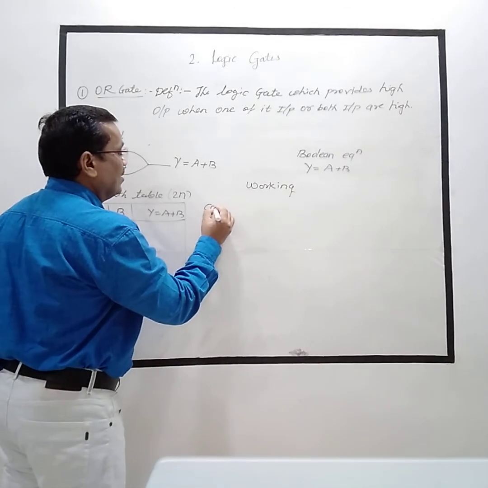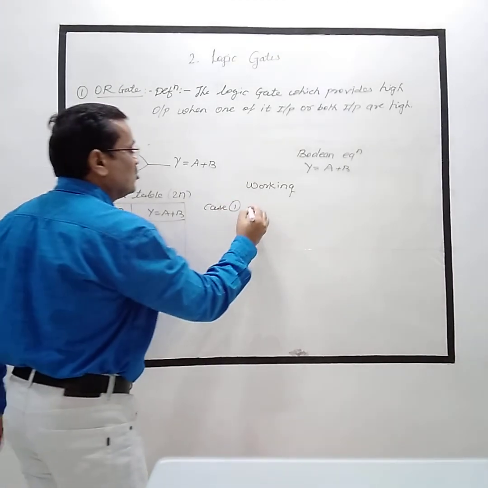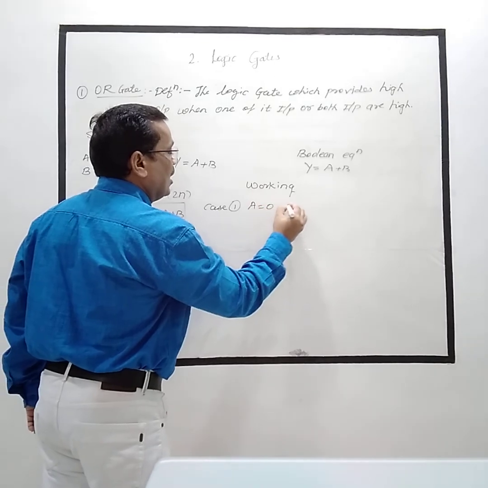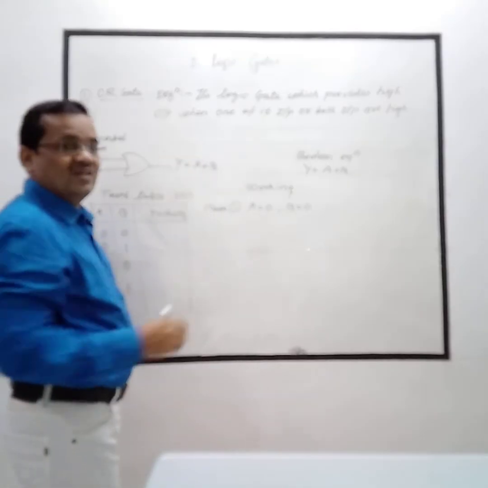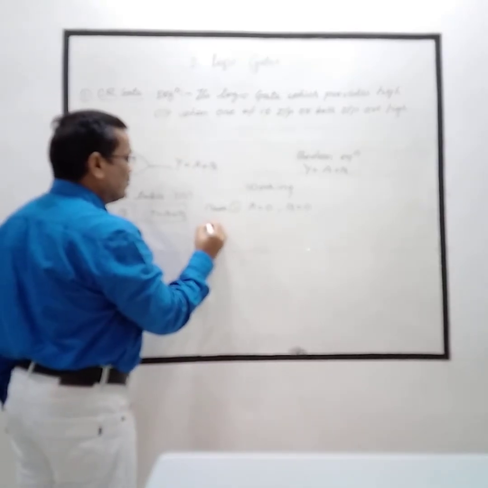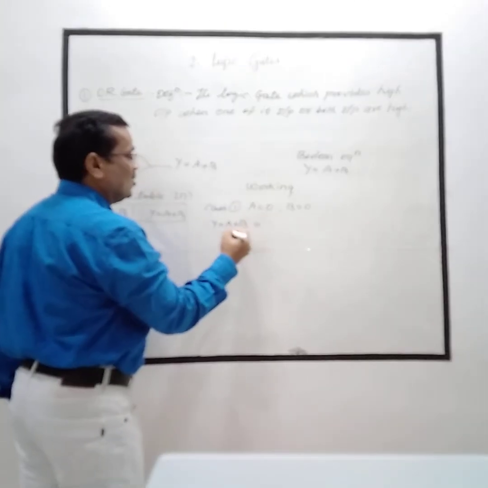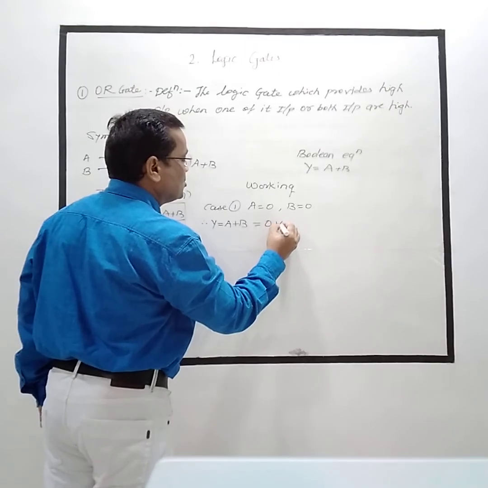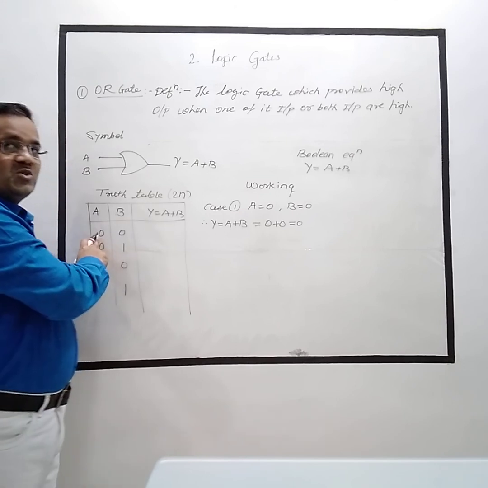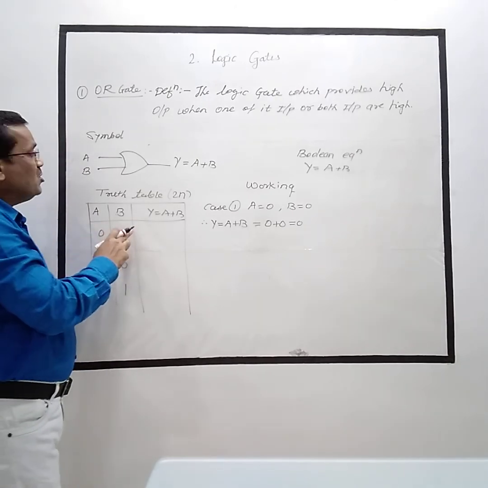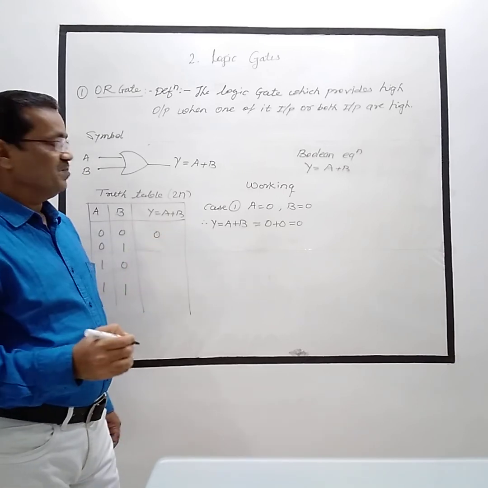Now case 1. What is case 1 here? If A is equal to 0 and B is equal to 0, what will be the output? That will be discussed by using the Boolean equation. Write down the Boolean equation, Y is equal to A plus B. So the addition of these two inputs, 0 plus 0, is equal to 0. That means when both inputs are 0, the output of the OR gate will also be 0.